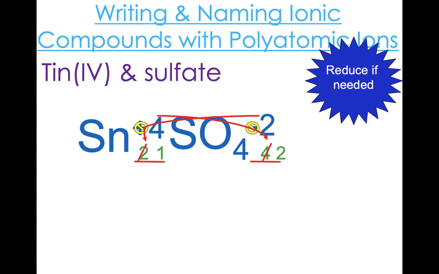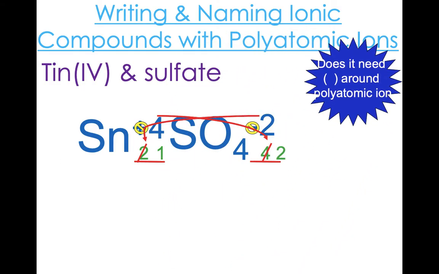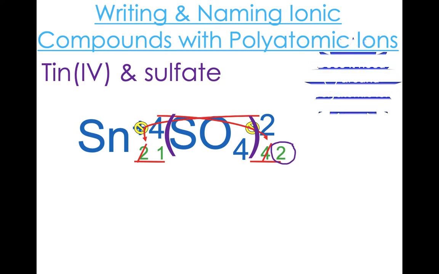Now we may or may not need parentheses around the polyatomic ion. How do you know? Take a look at what you have next to the sulfate ion. That's a 2. In math class, if you have something other than a 1, more than one grouping of something, you would put that in parentheses. You're going to do the same thing here. That means we have more than one grouping of the SO4 ion. We actually have 2 for every one tin. So we are going to put parentheses around the sulfate. And those parentheses will go into the formula when we write it.